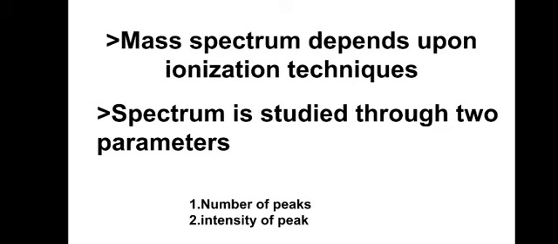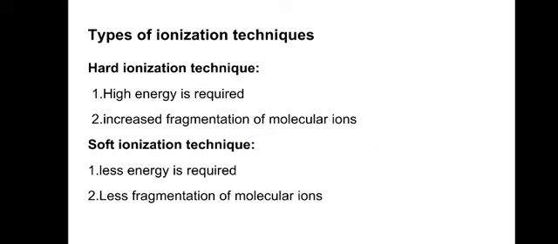We can study a spectrum through two parameters. Number one is the number of peaks, and the second one is the intensity of a peak. Both of these parameters depend upon the ionization technique we are using to fragment an analyte. Here are some types of ionization techniques. The main types of ionization technique include hard ionization technique and soft ionization technique.